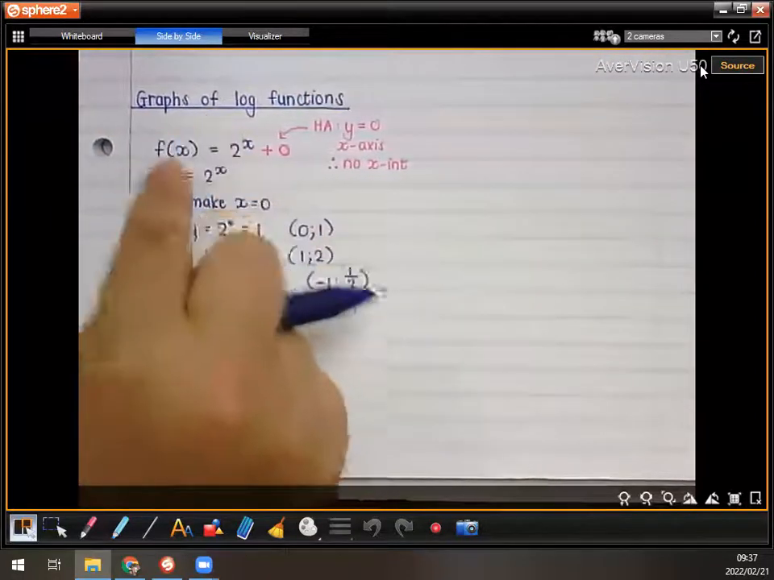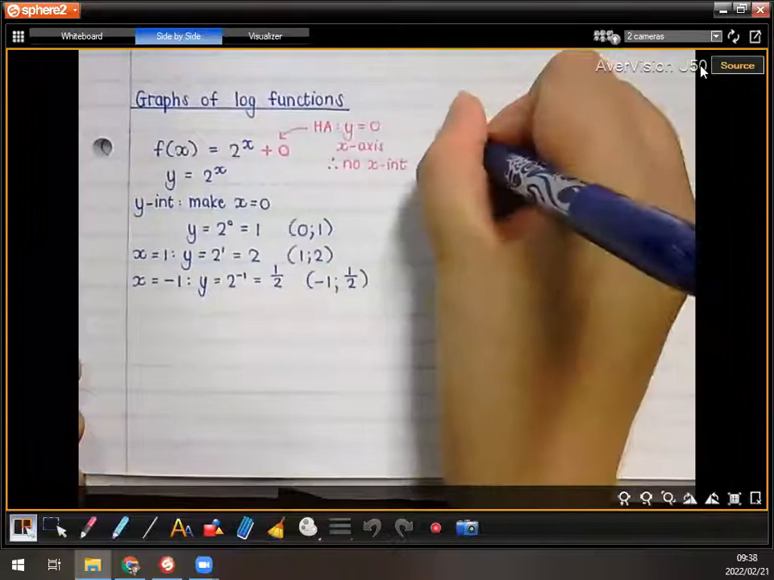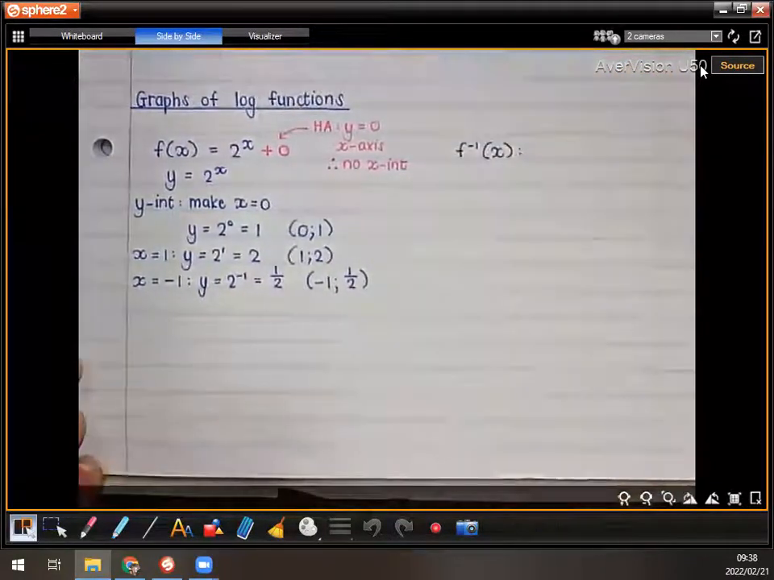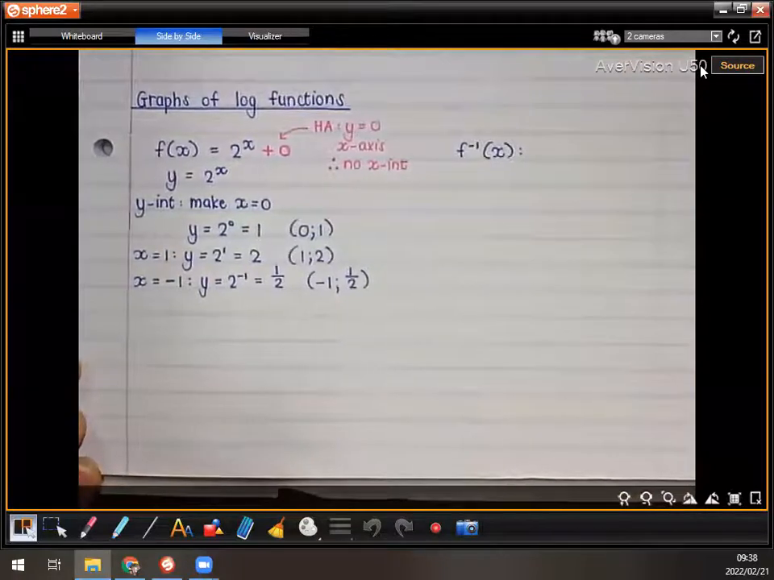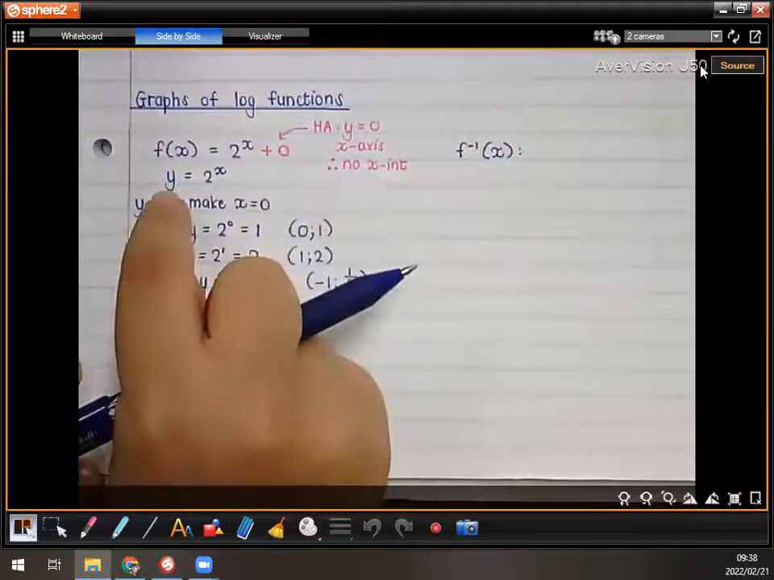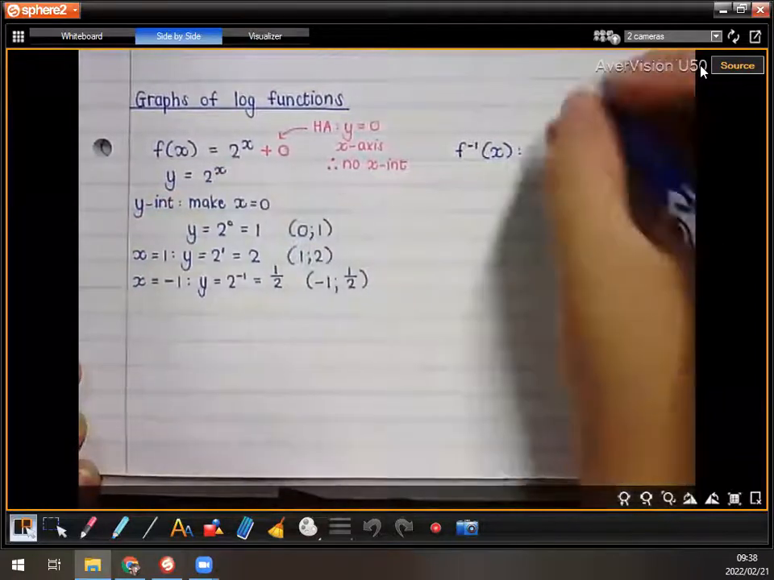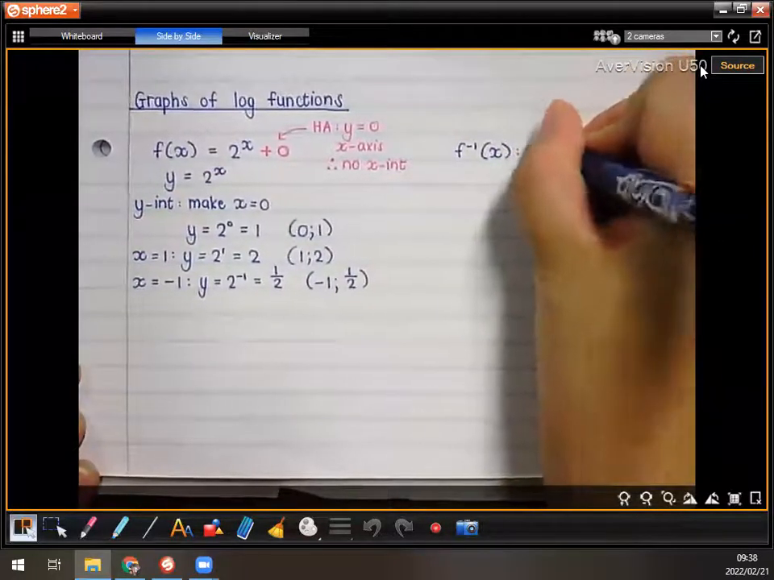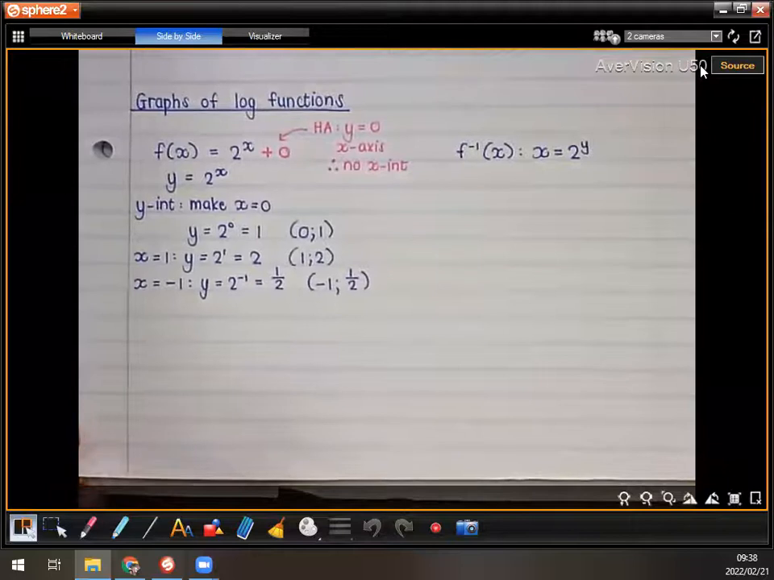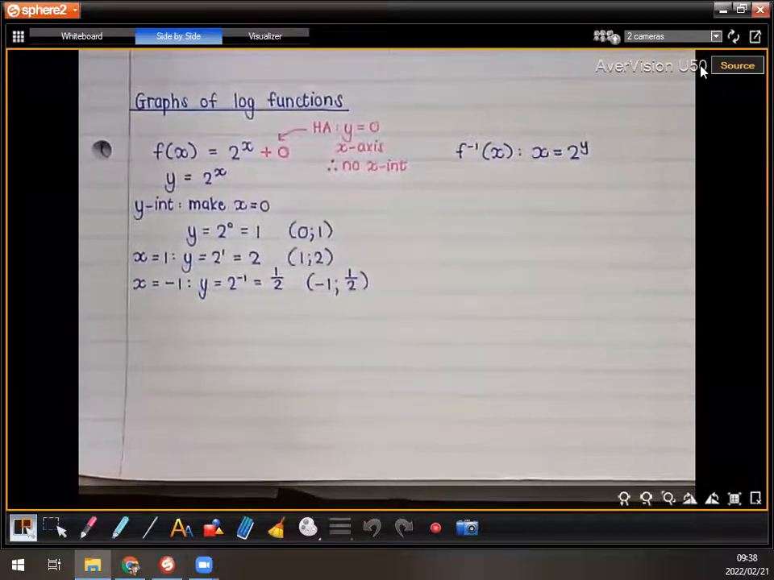Now guys, if this is the original function, how do I get the equation of the inverse? What do I do with the equation of the original graph to get the equation of the inverse? Always, I swap x and y, right? If the original one was y equals 2 to the x, the inverse is going to be x equals 2 to the y. In any equation, guys, to get the equation of the inverse, you always swap x and y around.